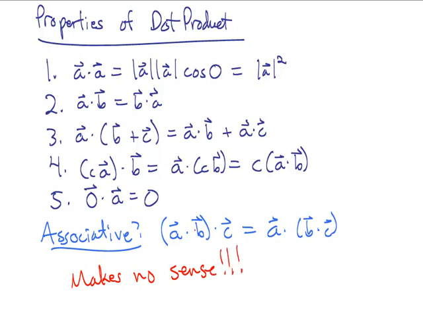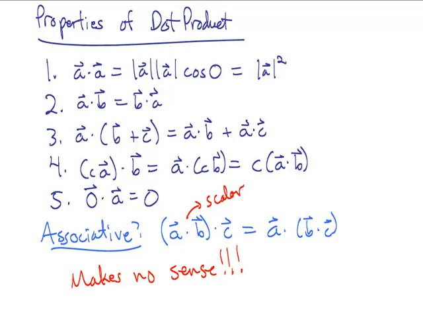Okay, what happens when I take A dot B? What do I get? I get a scalar. I'd then be trying to take a scalar and dot it with a vector. I can't do that because it's the dot product here. So we don't have an associativity strictly of the dot product.